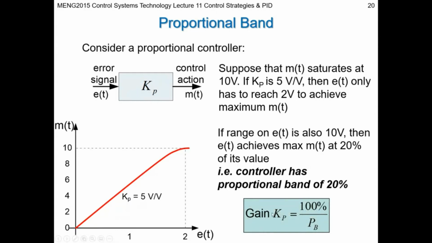And how does proportional band relate to Kp? In this case, our Kp is 5. So our Kp equals 100% over our proportional band. Or you could, of course, switch these around: our proportional band equals 100% over Kp, depending on whether you're calculating your PB or your proportional gain. Okay.